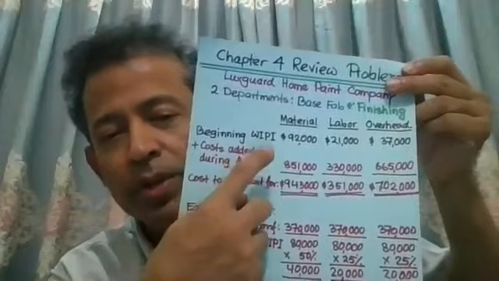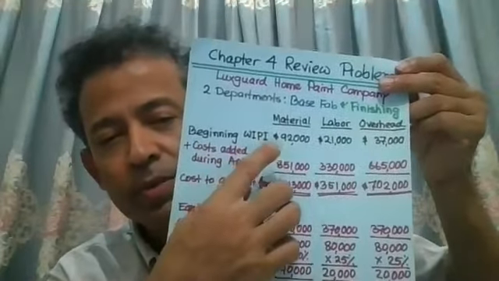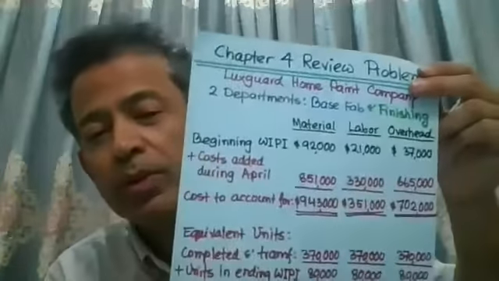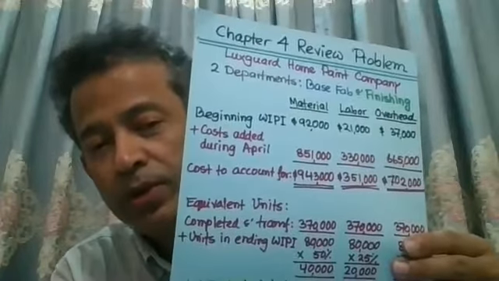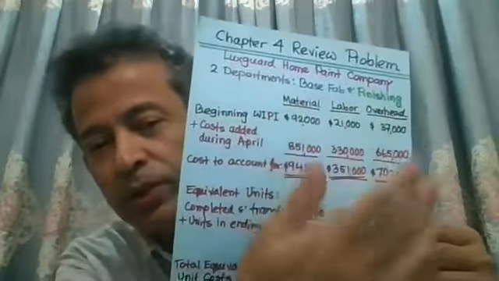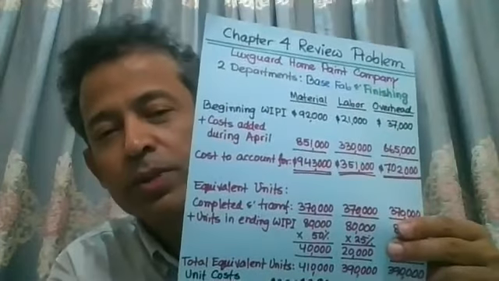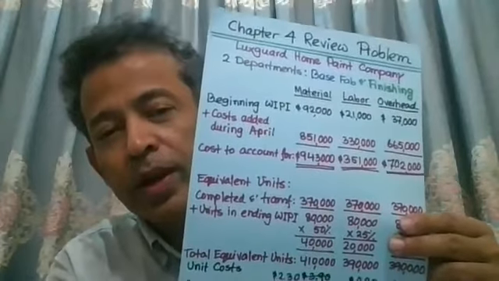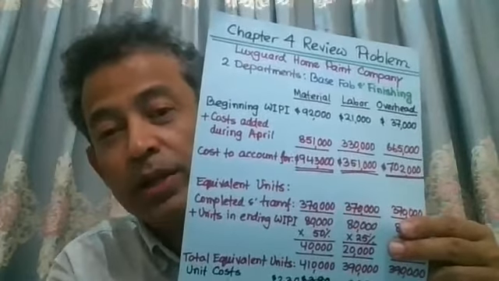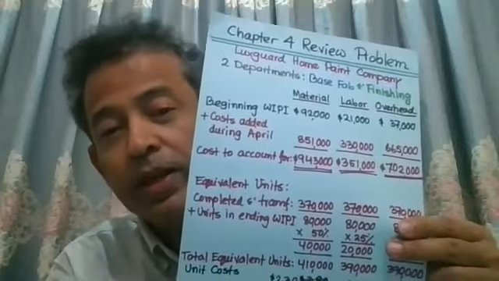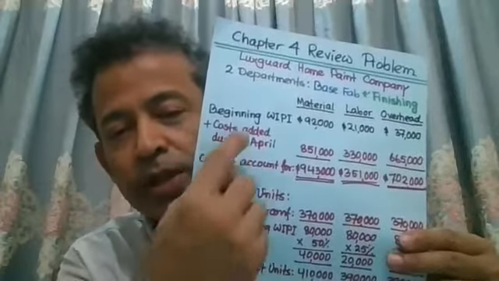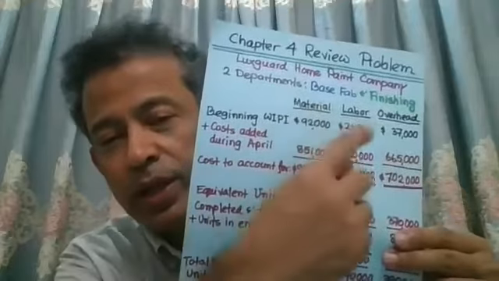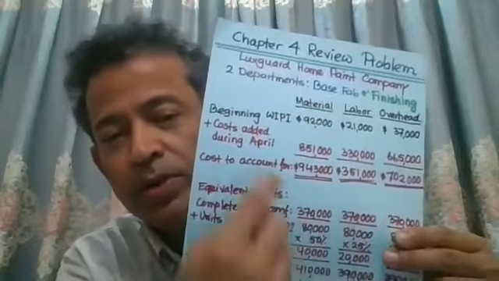So beginning work in process inventory in terms of materials was $92,000. In terms of labor was $21,000, and in terms of overhead was $37,000. So you can add the three numbers and you have the total cost of the beginning inventory. Beginning means at the beginning of April in the base fab department, or department number 1 in our first department. So that's the cost of beginning inventory. These are not the unit numbers, these are dollar amounts, the cost.